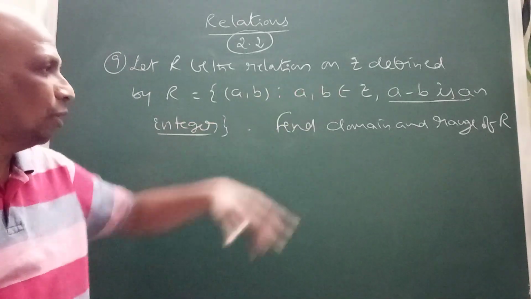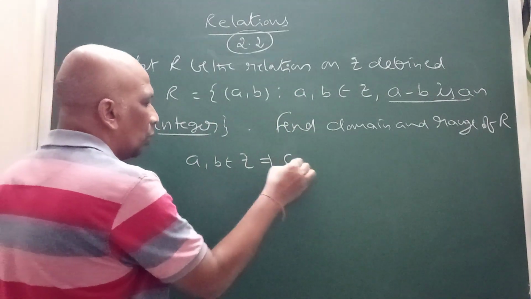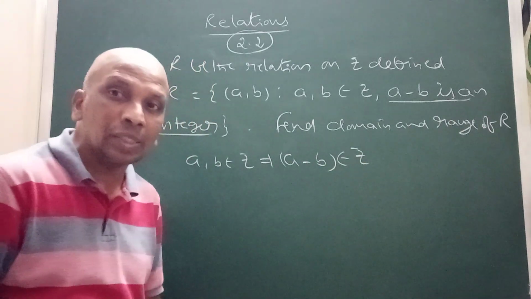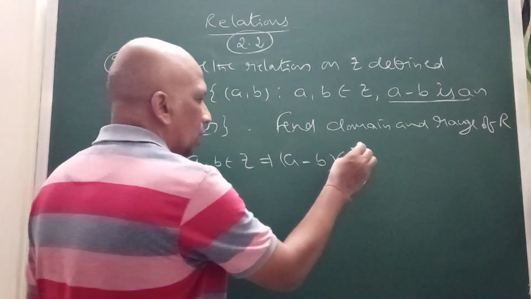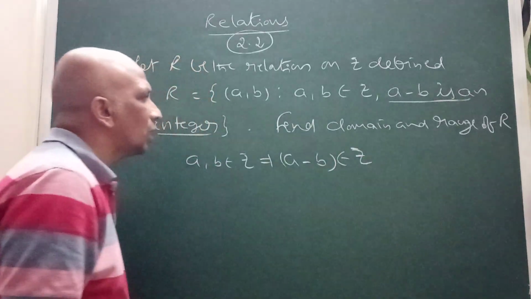You have taken a, b belongs to Z. Again, a minus b belongs to Z. So the difference of two integers is again an integer. So the difference is an integer, it belongs to Z, right? So when I take it as an integer, now you can think.